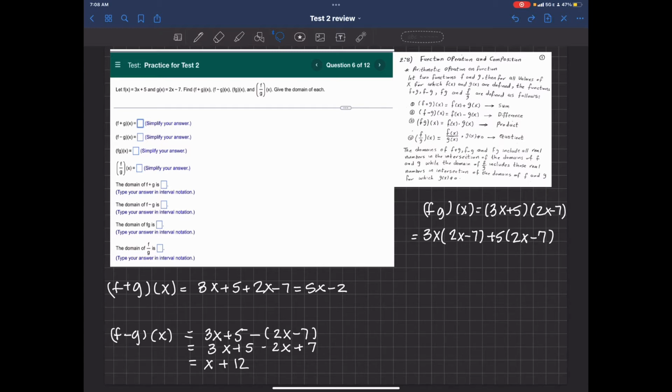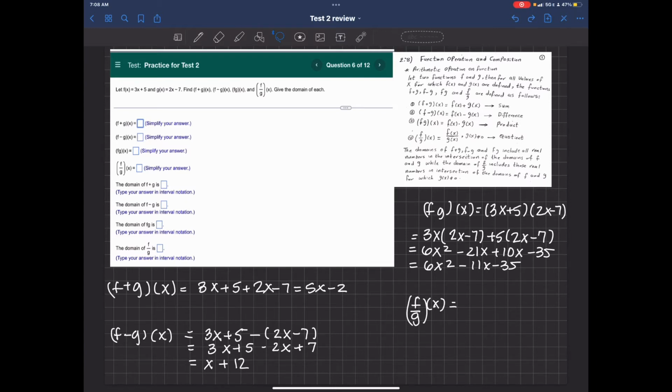So I get 6x squared minus 21x. So that was 3x times negative 7. That's where I got the negative 21x. And then 5 times 2x is 10x. And then 5 times negative 7 is negative 35. I combine like terms. I'm going to get 6x squared minus 11x minus 35.